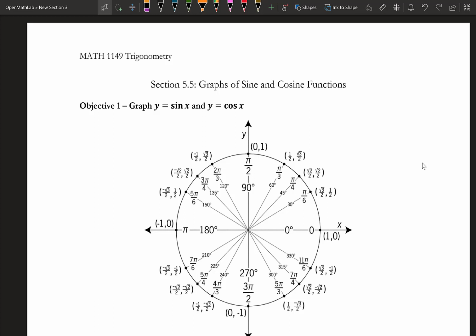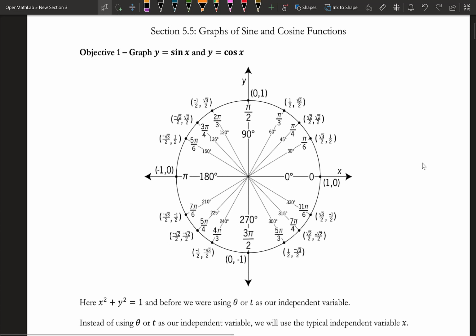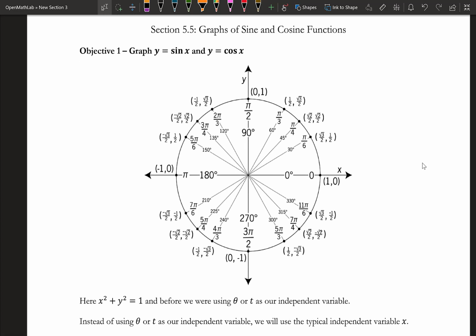Hi, so ready to look at section 5.5, where we're going to look at graphs of sine and cosine functions. In the next section, we'll look at graphs of the other trigonometric functions. So this section, we're just focusing on two, sine and cosine. First, I want to explore how we graph y equals sine of x and y equals cosine of x. You can see that's objective one here.